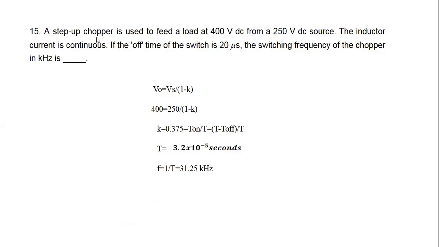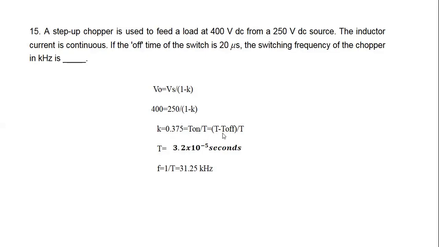We all know that for a step-up chopper, the output voltage is V0 equal to Vs by 1 minus K. And V0 is given as 400 and Vs is given as 250. So 400 equals 250 divided by 1 minus K. From this, we need to find out the K value. K value is obtained as 0.375. K is nothing but T on by T.